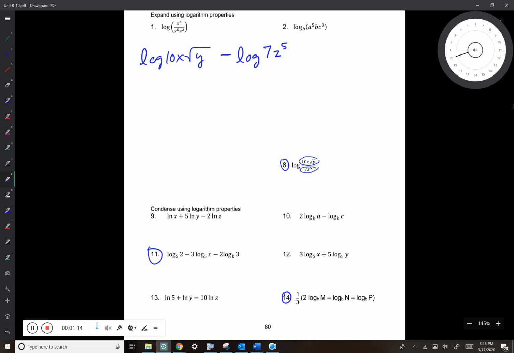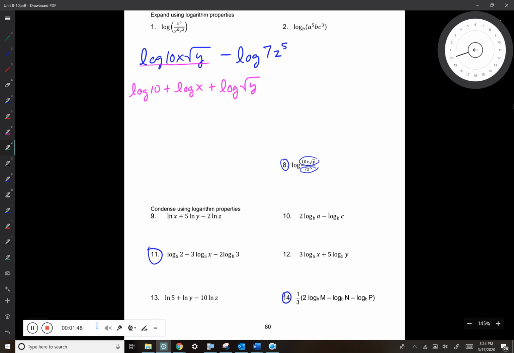Okay, but I want to expand it as much as I possibly can. So when I look at just the first term, inside this logarithm, I actually have the product of three things. It's 10 times x times the square root of y. So just for that first logarithm, I'm going to separate that into addition of three logs. So it's going to be log of 10 plus log of x plus log of the square root of y. So that's just all from that first logarithm.